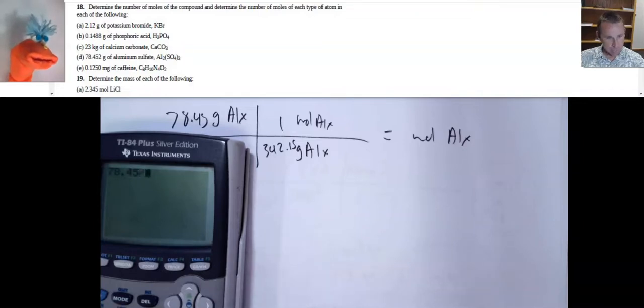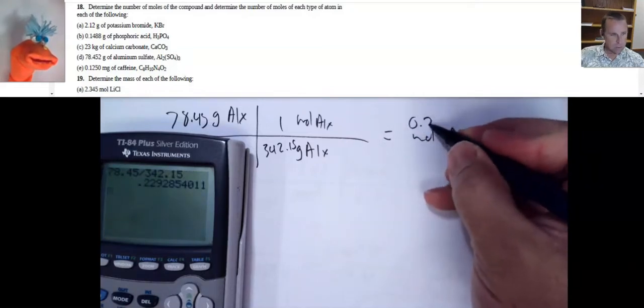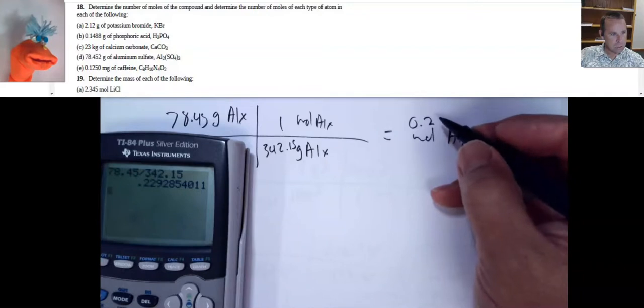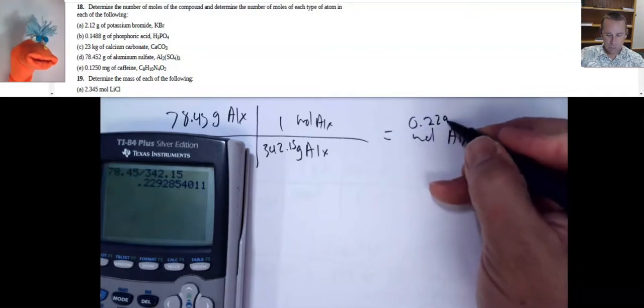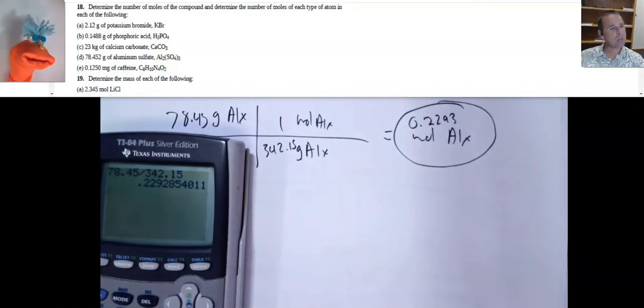78.45 divided by 342.15. That's going to give me 4 significant digits, 0.2293 moles of the aluminum compound, and that times 2 moles of aluminum, because there are 2 aluminums for every aluminum sulfate. That number here times 3 for the sulfur and times what for the oxygen? 12. Yes, I need to take that number, that's how many moles of aluminum sulfate there are, times 12 for how many moles of oxygen we have there. Okay.